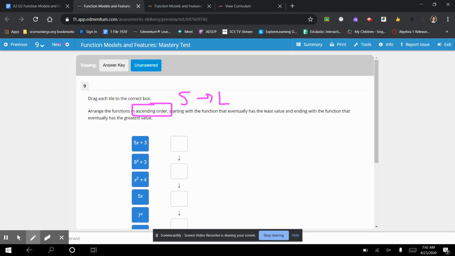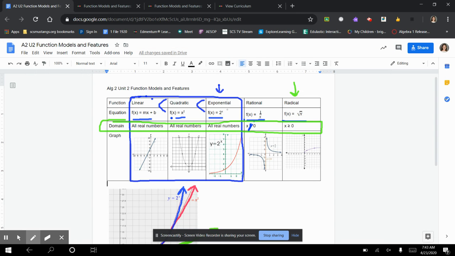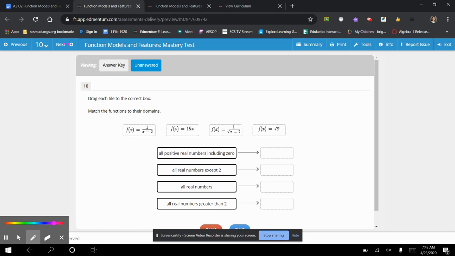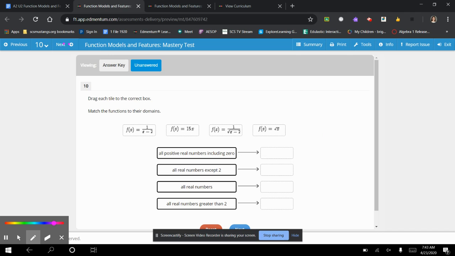And then looking at 10. With these, they want you to match the functions to their domains. So you're going to use the chart to match the things up. So when we're looking for all positive real numbers, including 0, if we go back, all real numbers or all of these, all of the options that we have right here, we have to just figure out which one matches with what we've been given. So do we have linear, quadratic, or exponential that we're looking at there? So all I see is option, and I'll give you a hint that it's linear is what goes there.